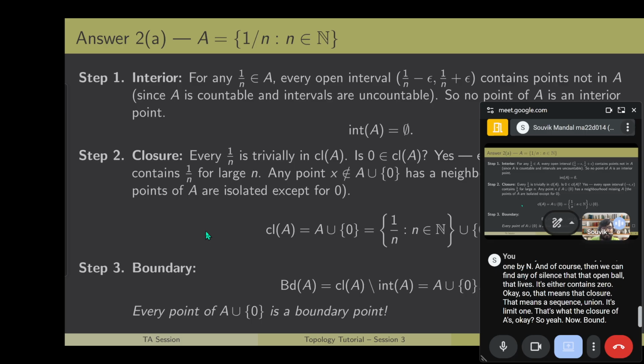Now, the boundary of A is what? The closure of A minus the interior of A. The closure of A is A union 0, the interior of A is empty, so the boundary of A is equal to A union 0. That means every point of A union 0 is a boundary point. And that seems quite obvious.